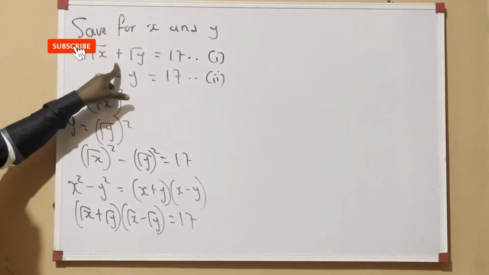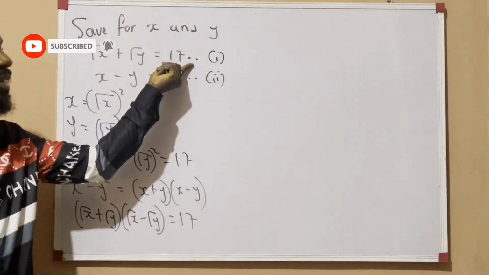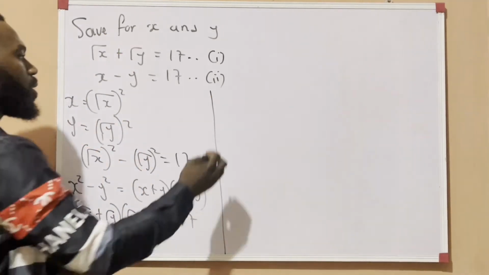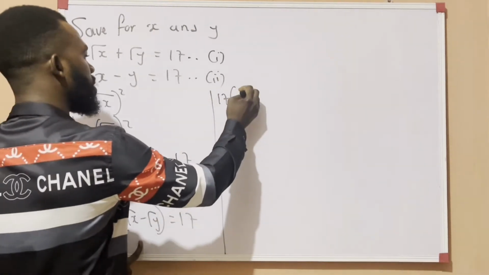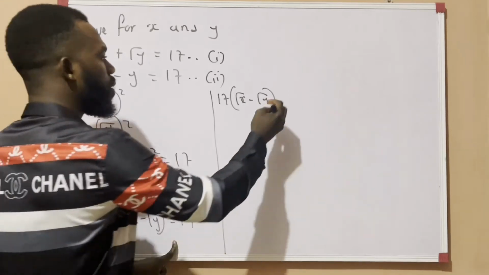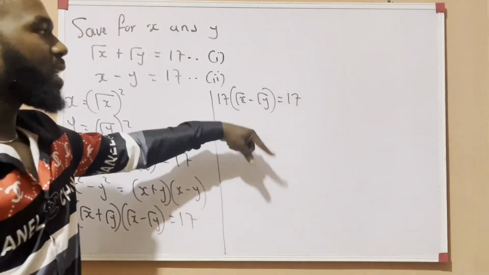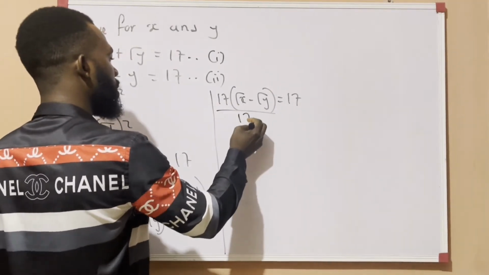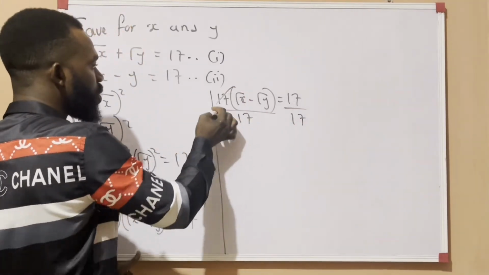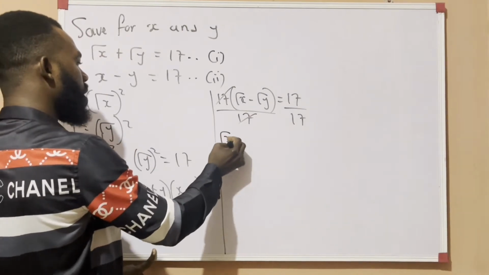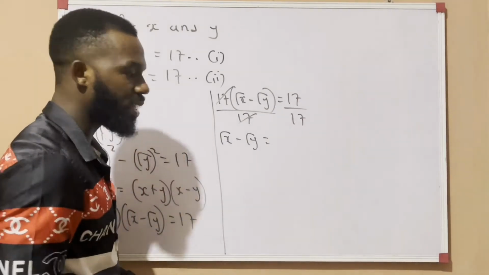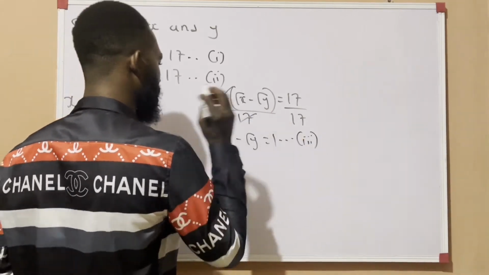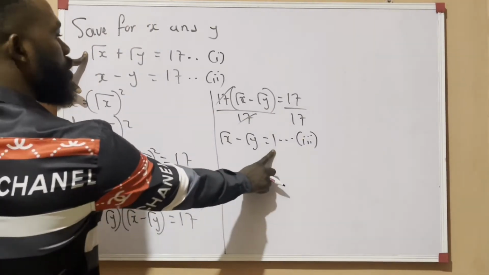But don't forget that according to equation 1, root x plus root y is 17. So where I have root x plus root y, what am I going to put? 17. So here it comes: 17 times the bracket of root x minus root y, equal to 17. Now, to make root x minus root y the subject of the formula, we divide both sides by 17. When 17 cancels out 17, what do I have? Root x minus root y is equal to 17 divided by 17, which gives us 1. Let us call this equation 3. Now, we are going to solve equation 1 and equation 3 simultaneously.